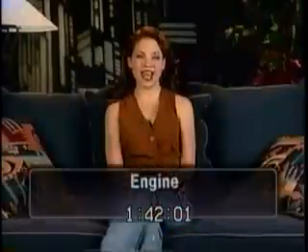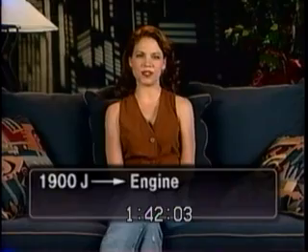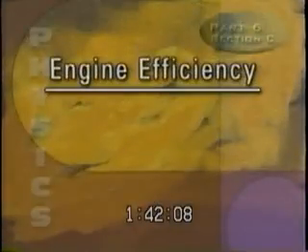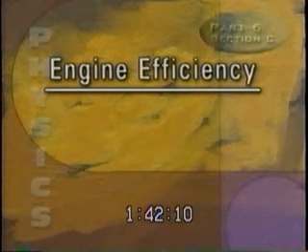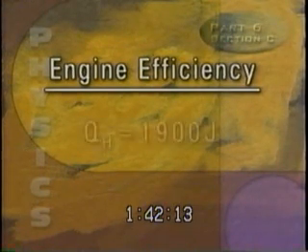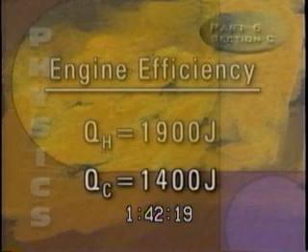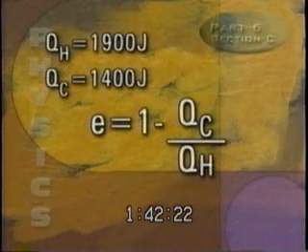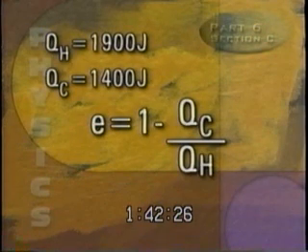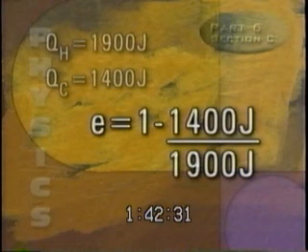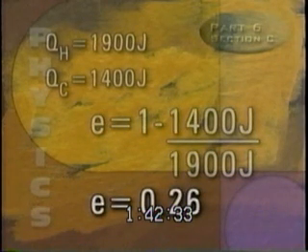Let's say we've built an engine that takes in 1900 joules and expels 1400 joules. What is its efficiency? First, let's set up our information. The engine takes in 1900 joules, so Q sub H is 1900 joules. It expels 1400 joules, so Q sub C equals 1400 joules. Remember, efficiency, E, equals 1 minus Q sub C over Q sub H. Now we can just fill in our numbers, simplify, and we get that E equals 0.26.